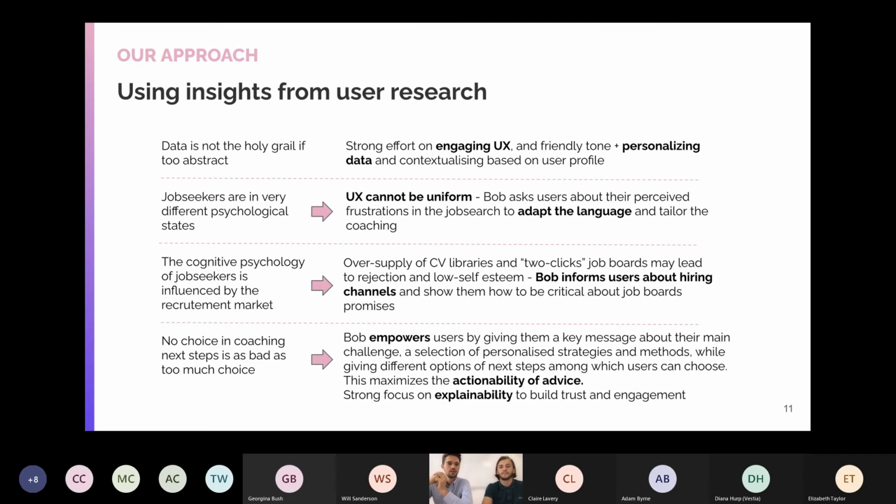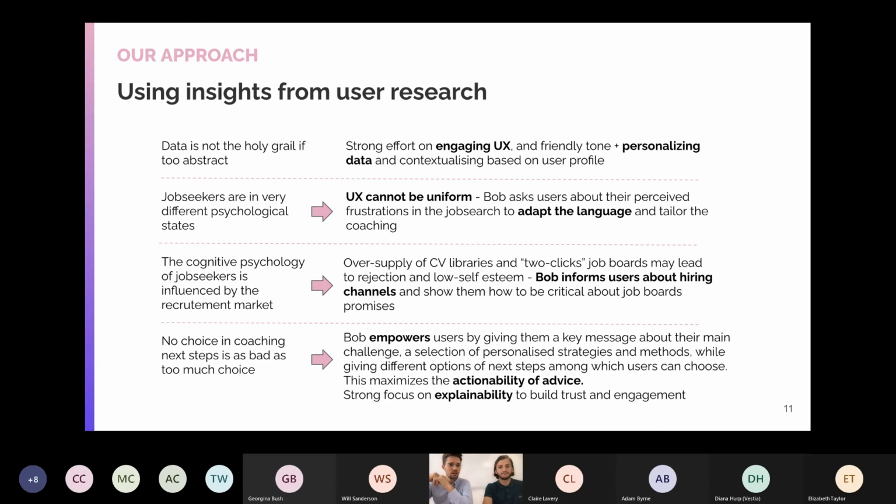We also discovered, or at least it was confirmed, that job seekers are in very different psychological states when they come to a platform, a coaching platform like Bob, or even a coaching service. So you can't have a uniform user experience. You need to be able to tailor the journey, tailor the experience to the specific psychological state of the job seeker. And that's why we built Bob in a way that it asks users about their frustration, and it adapts the language. The AI is really leveraged to adapt the journey to where the job seeker comes from.